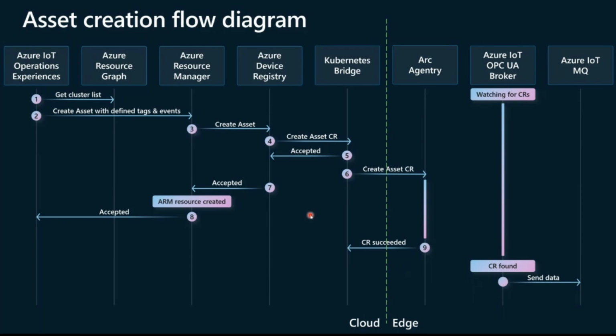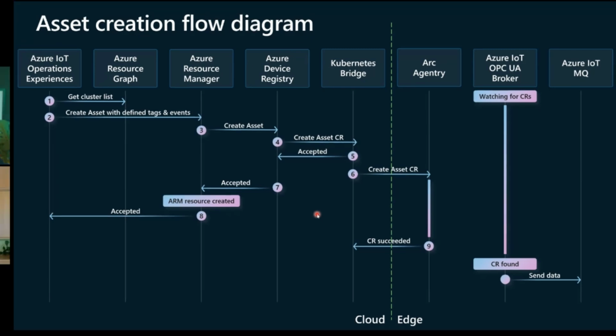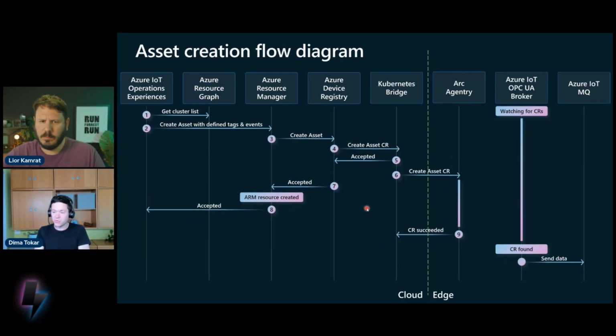Now you've got an asset created, and then the OPC UA broker, which is on the right here, can start sending that data, which it now understands as a set of data points and events, to IoTMQ, which can then travel to the cloud or stay on the edge for additional processing.